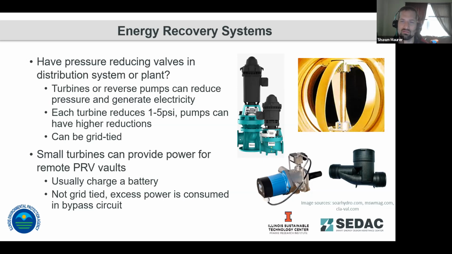Out in Oregon, in this yellowish picture of a turbine in a pipe here, they put a turbine in a larger pipe in that facility. It's just a turbine that reduces that head pressure 1 to 5 psi per turbine. They tied a bunch of them in series and then tied those back into the grid.